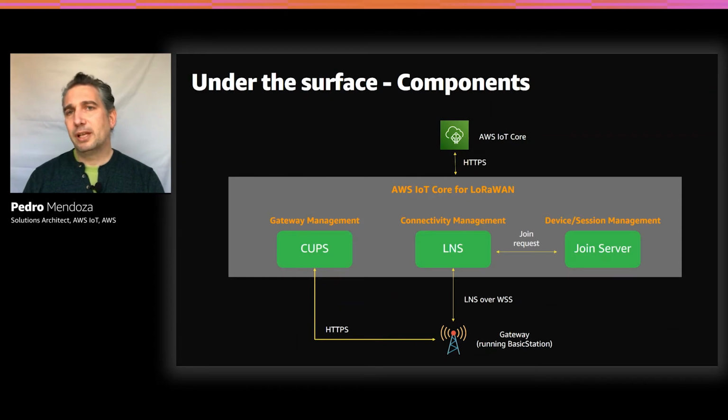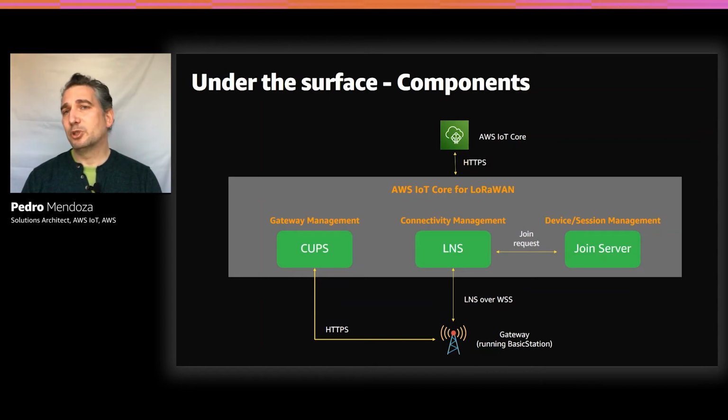Now that we understand the process to set up the gateways and devices, let's take a deeper look into the different components inside the AWS IoT Core for LoRaWAN service. We can see we have three main components. First of all, we have the LNS. As we mentioned, it will be responsible for doing data decryption.